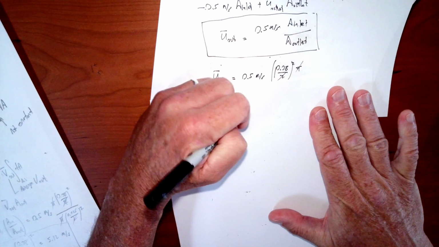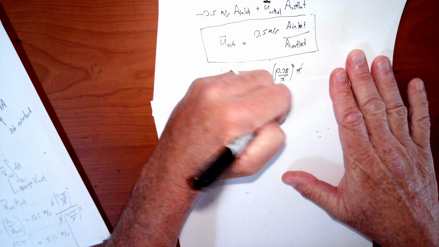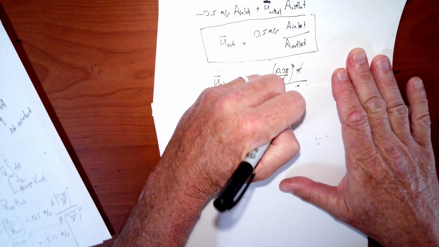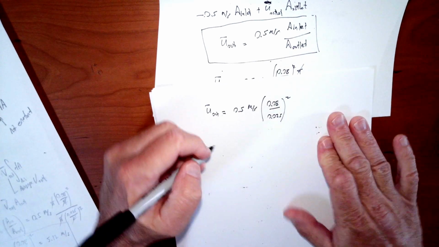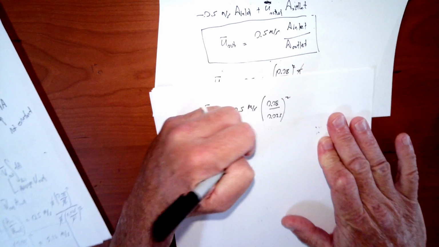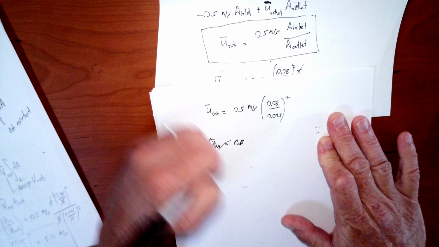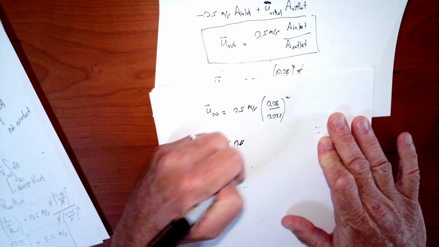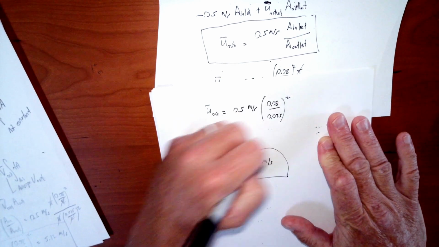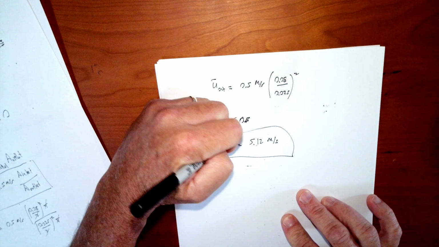So we end up with the average outlet velocity being the inlet velocity times the square of the ratio of the diameters. And if you do the math, that comes out to be the average outlet velocity is equal to 5.12 meters per second. So that's our answer, 5.12 meters per second. What is this? This is the average outlet velocity.